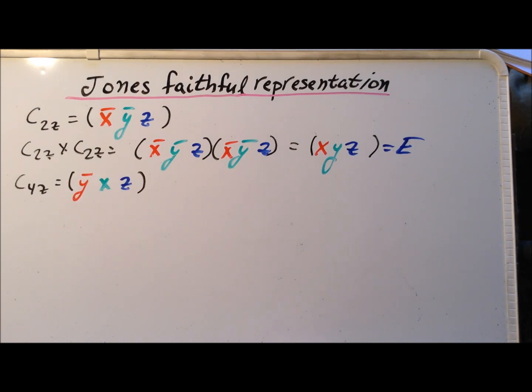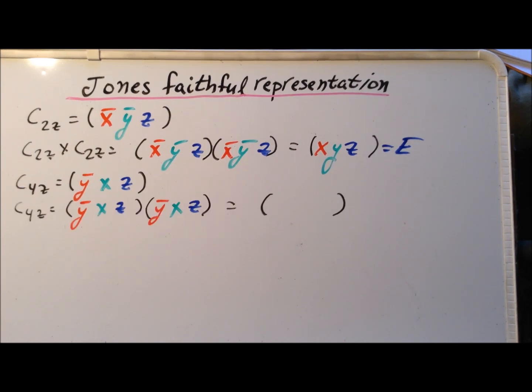For our next example, we note that the Jones-Faithful representation for C₄z is going to be minus y x z. So now let us see the effect of two consecutive C₄z representations. So here we have C₄z times C₄z. So we have minus y x z times minus y x z. The minus y means take whatever the second expression here is and then flip the sign. So that's going to give us minus x.